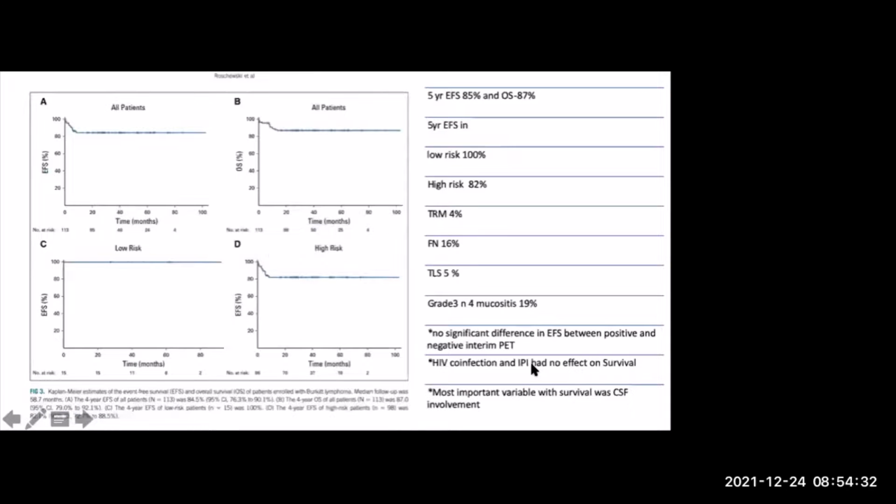This study again demonstrated excellent 5-year EFS and overall survival, with 82% EFS in high-risk patients and 100% in low-risk patients, with manageable toxicities. CNS involvement was the most adverse factor for overall survival, whereas HIV co-infection or IPI did not have any effect on the survival, and there was no significant difference in the EFS between interim PET positive or negative patients.